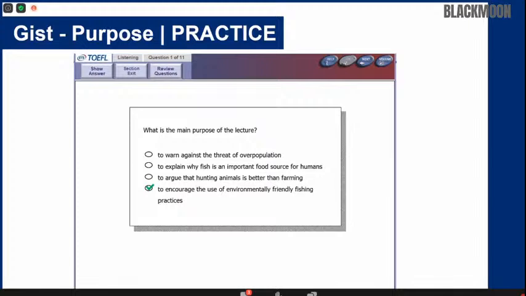His whole argument throughout the lecture was that we are hunting fish, we're not farming them, it's not sustainable, we have to find a better way, so we need to find a more sustainable or an environmentally friendly way to fish. Okay, that was his whole argument. So even though he did discuss why fish is an important food source, that's not what the purpose of the lecture was. The purpose was to convince you that we need better fishing practices.